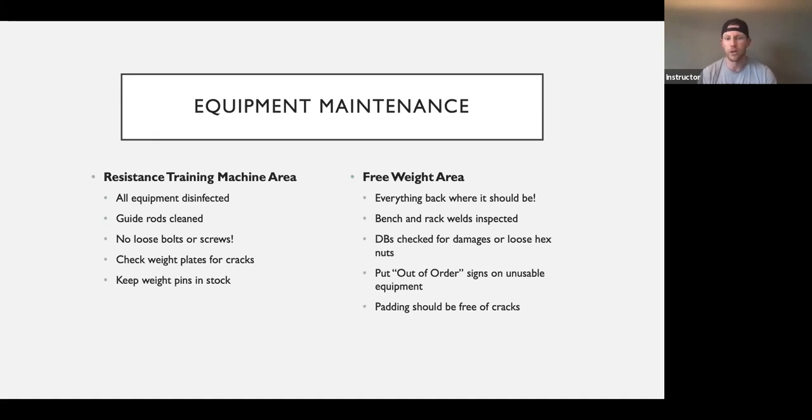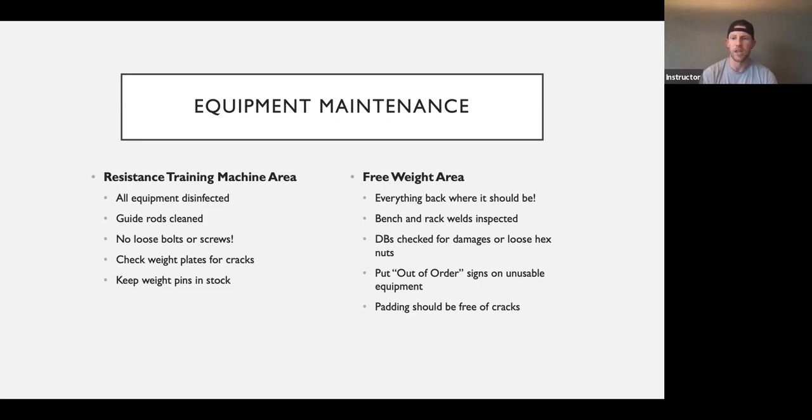Resistance training area, machine area, excuse me. So these are the machines. All of them need to be sprayed down continuously. The guide rods might be what goes into the selected weight, like a pin, right? You want to make sure those are cleaned so they don't get stuck or broken or rusty. You don't want loose bolts or screws. That can cause a whole bunch of issues, right? Just look at any gym fail and you can see that. You don't want weights to be cracked.